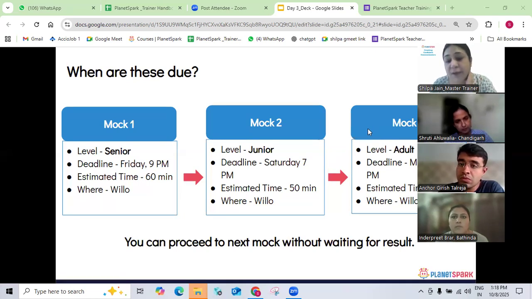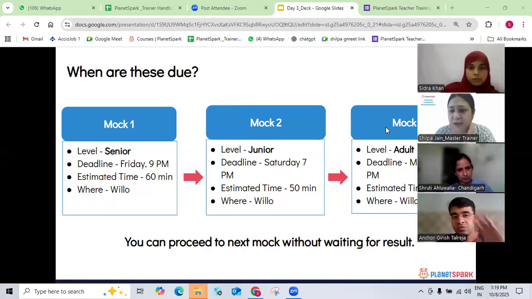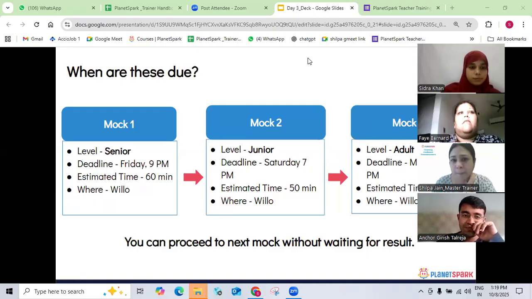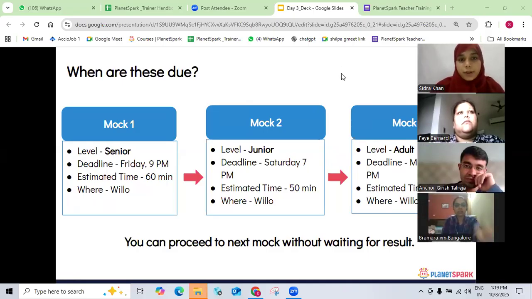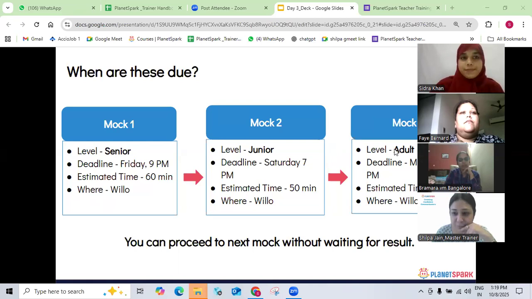Who would tell me why can't you attend mock 3? If you can attend mock 1 and mock 2, why not mock 3 after tomorrow's training? Sidra? Ma'am, because we haven't discussed mock 3 yet. We don't know how to take a demo class for adult students. Lovely. And when are we going to cover this? Ma'am, on Monday? On Friday. On Friday. Day 5 of your training program in the afternoon, adult demo PPT would be covered.